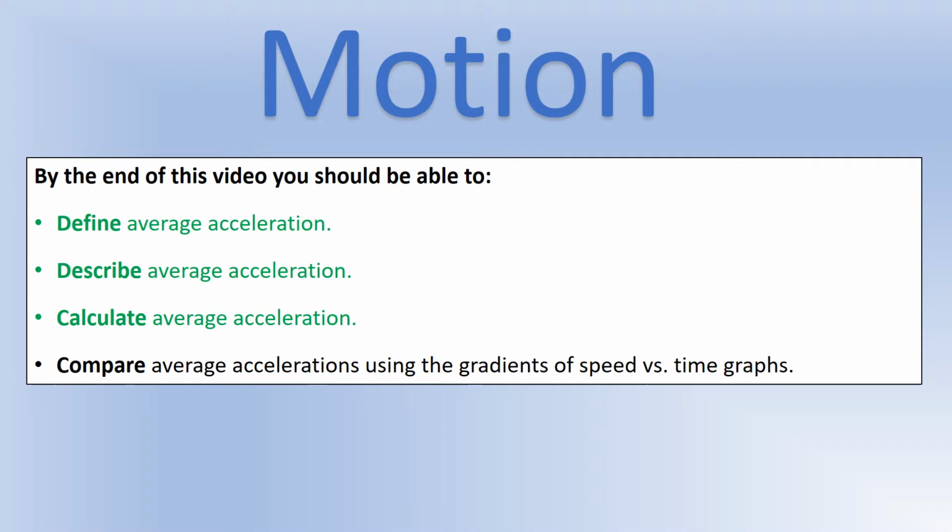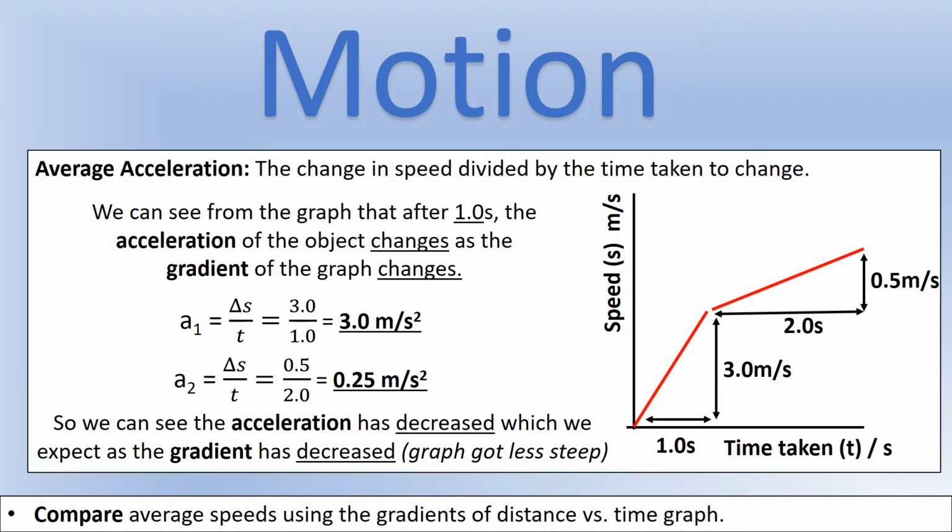So let's compare two different accelerations on a graph and show what that means. Let's put this graph back up. In the first section, we can see that it's steeper. So what that means is it has a bigger value of acceleration. In the second half, we can see the gradient is smaller because it's less steep. So we have a smaller value for acceleration during that section. And you can see that with the values that we calculated, it starts at 3 meters per second squared and ends at 0.25 meters per second squared. So we can see the acceleration gets smaller when the gradient gets smaller.